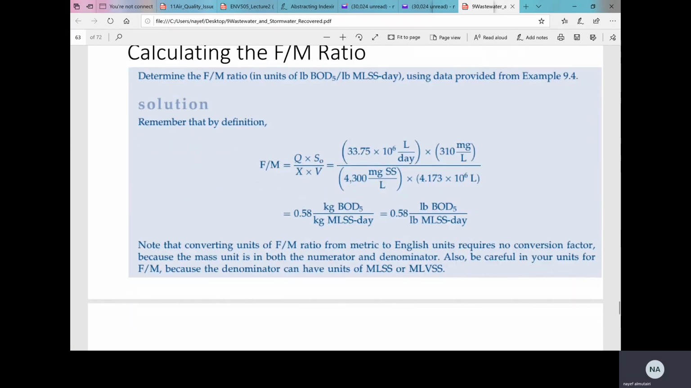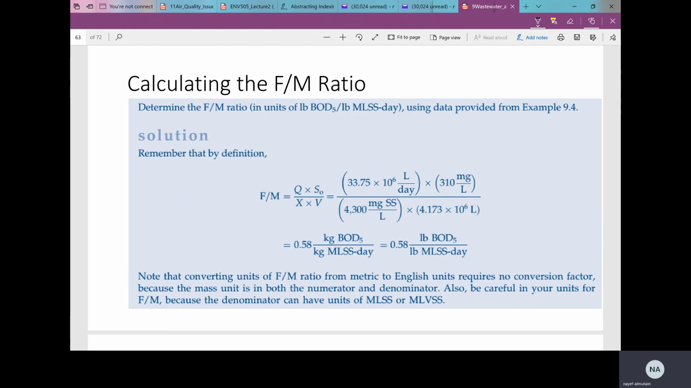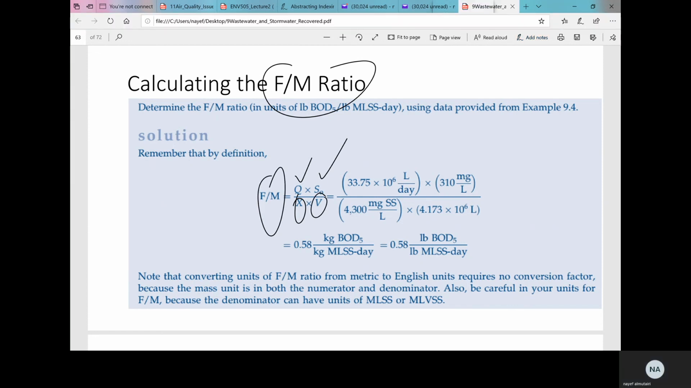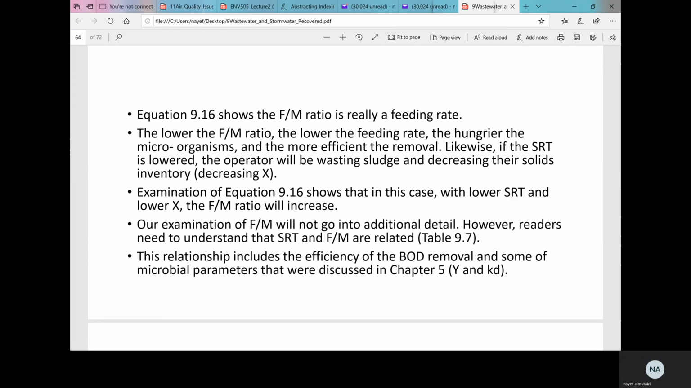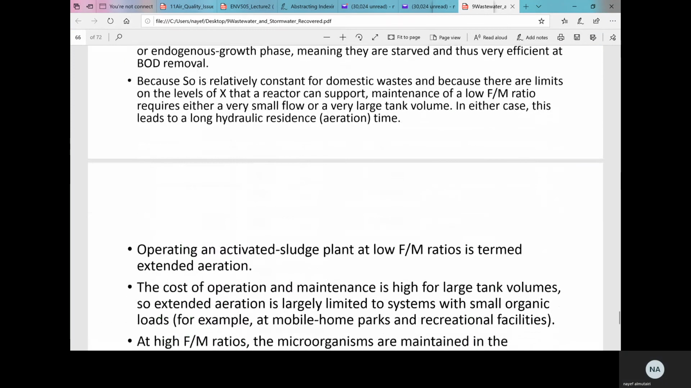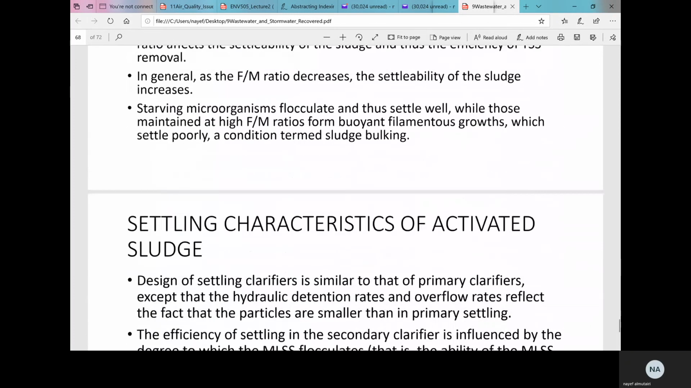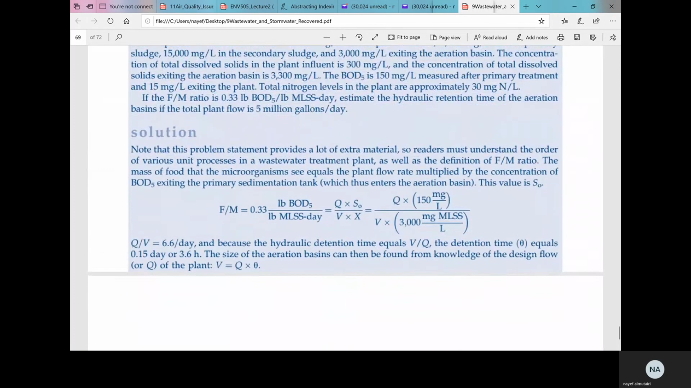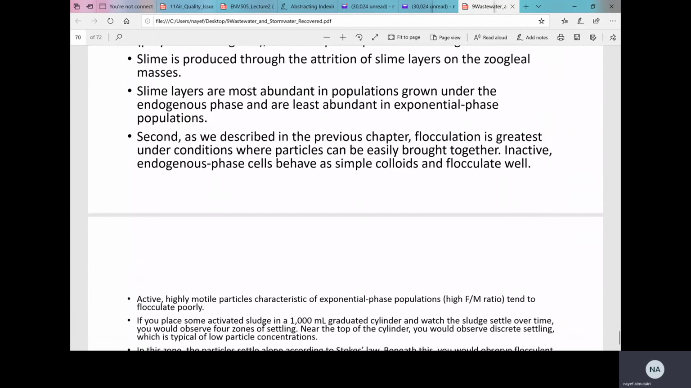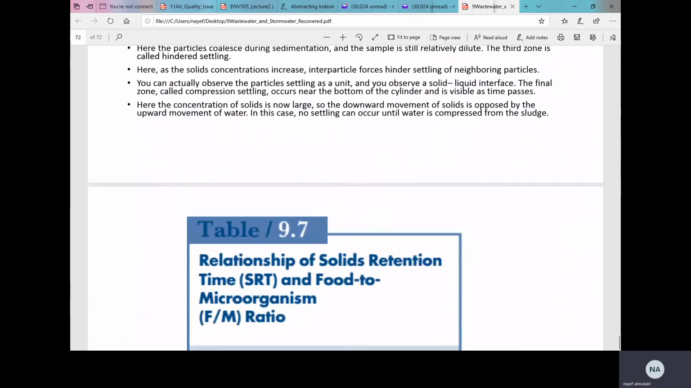Okay, so this is an example of finding the F. This came also in one of the multiple choice. I gave them the flow, I gave them the substrate, I gave them the biomass concentration in the aeration tank, and I gave them the volume. I just want them to find F over M. So if this equation, we know how to do it easy. Okay, that's another example of F over M.